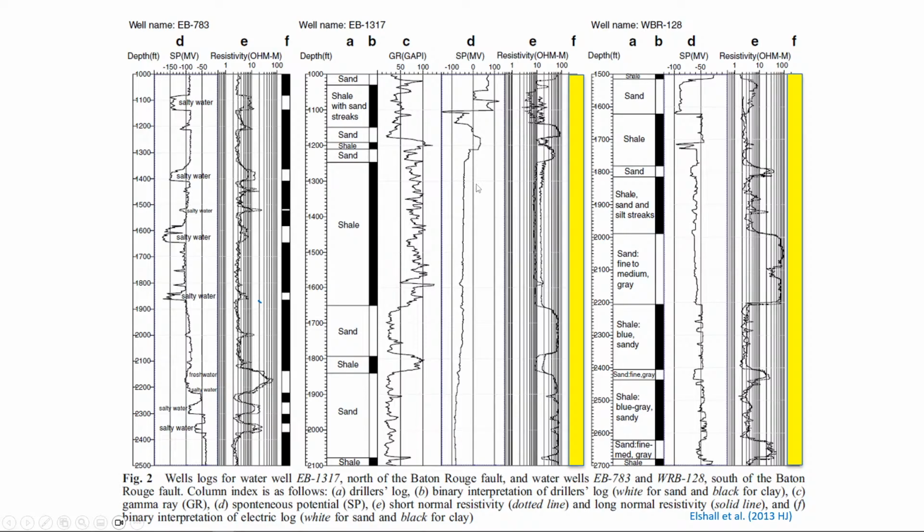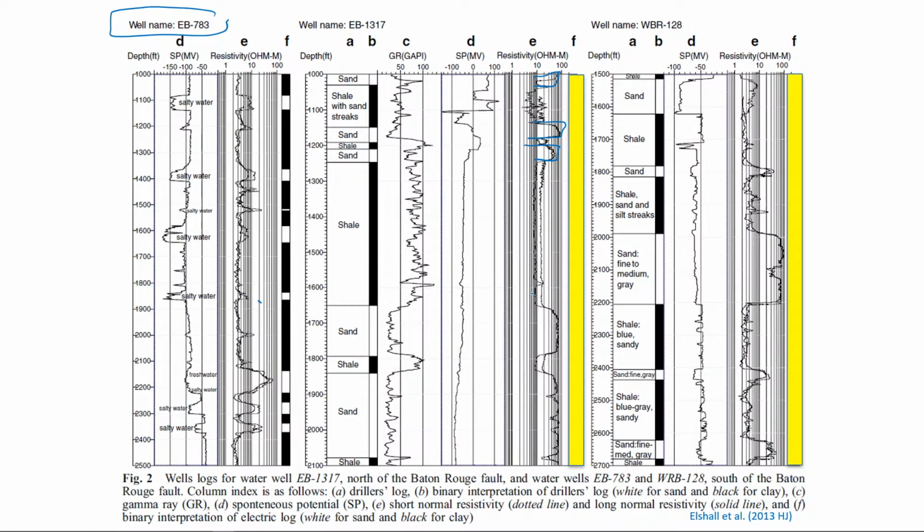Here is another example. This example has a driller's log. See here for this borehole, the well name, East Baton Rouge 783. We didn't have any driller's log for the previous one. For this one, we have a driller's log. And the driller's log is telling you that this is sand. Yes, we are expecting to get sand here. It's telling you this is sand. Yeah, we are getting sand here.